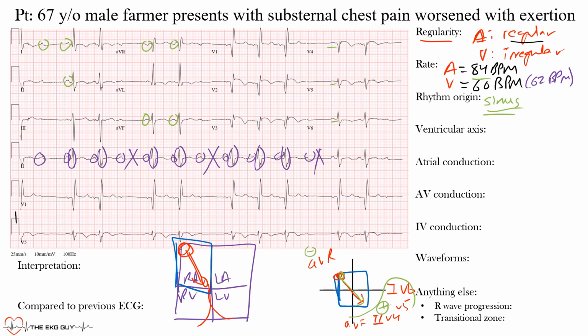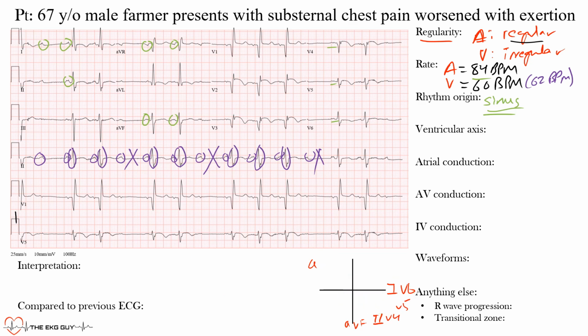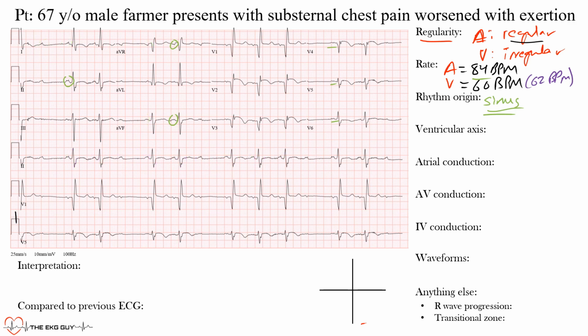All right, so let's move on to the ventricular axis. Ventricular axis in adults normally is between -30 and positive 110 degrees. Let's just erase this here, clear it up. So here we go. Now we have normal axis between -30 and positive 110 degrees.